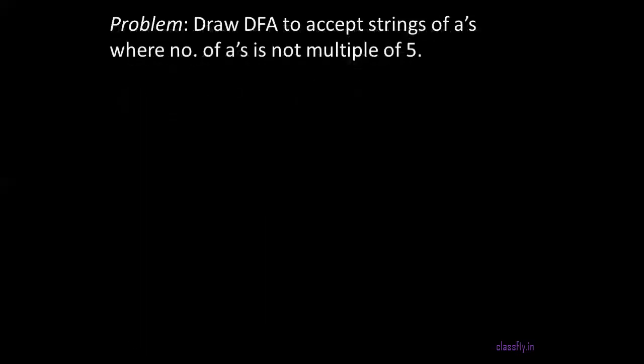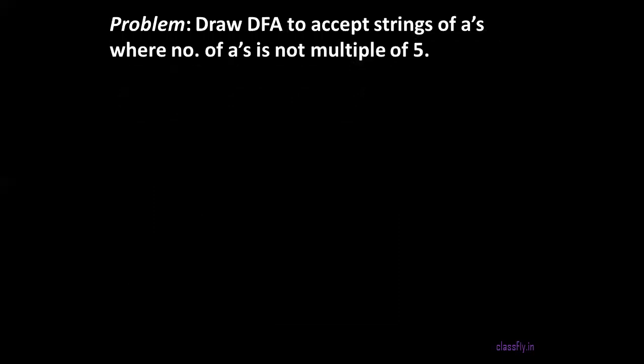Now coming to the next problem: draw a DFA to accept strings of A's where the number of A's is not a multiple of 5. Q0, Q1, Q2, Q3, Q4 are the states, where Q0 acts as the start state. Now the transitions of A from Q0, Q1, Q2, Q3, Q4 respectively.